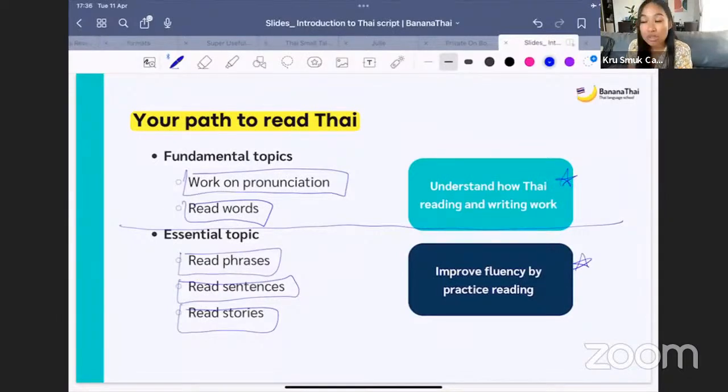Don't get too frustrated. If you say, oh, it takes 5 minutes for me to read a short word, everybody starts from that. If you manage it, it's fine. You just have to read that word, let's say 20 more times, until it becomes easy for you. You know what I mean? So first, understand, then improve your fluency.